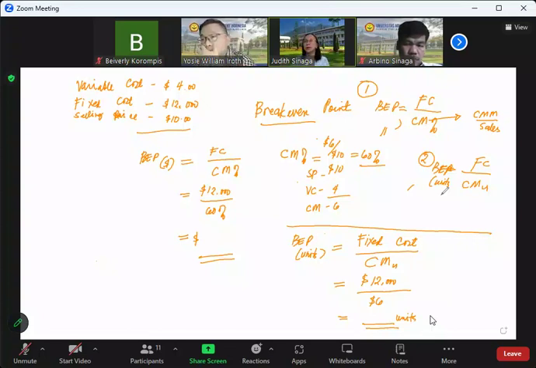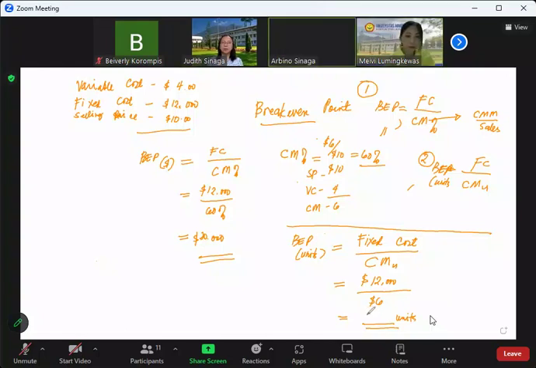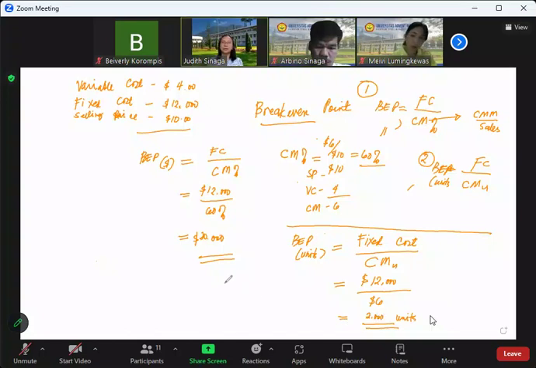Calculator. You have calculators, right? So, this is 20. I write 20,000. And this is how many units? 2,000. Okay, 2,000 units to break even. 10 times this is 20.